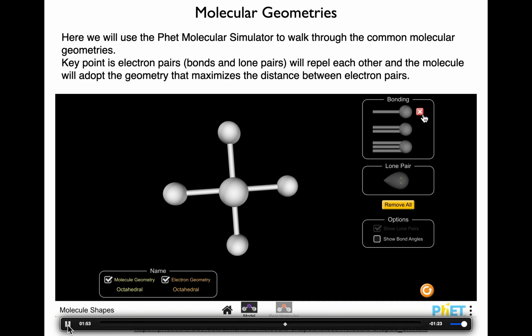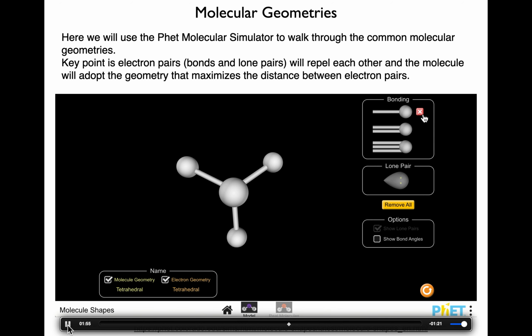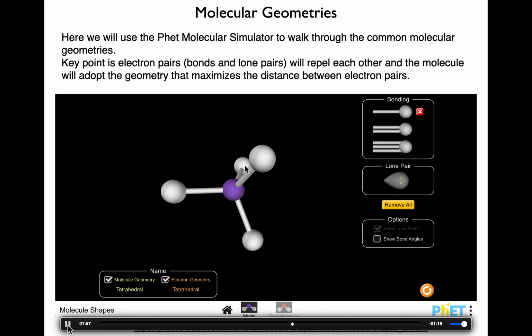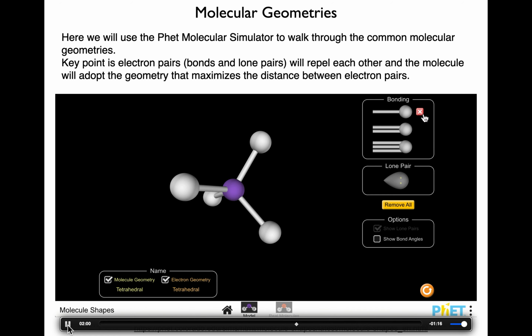All right, so what we're going to do now is remove some of these bonds, and instead of having all covalent bonds, we're going to start to add some lone pairs.